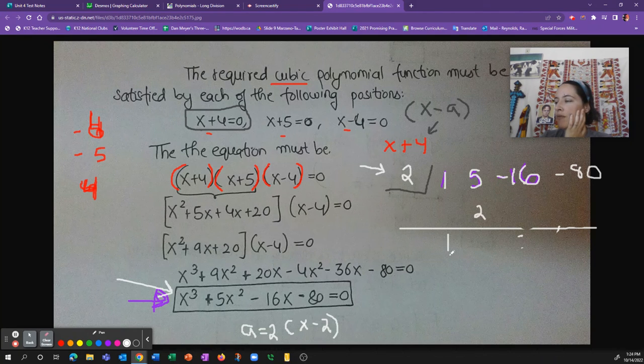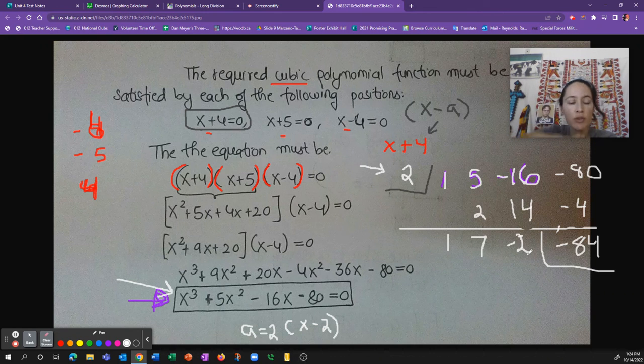Bring down that first coefficient, then you multiply, then here you would add, we get 7. 2 times 7 is 14. Then we would get negative 2. Negative 4. So our remainder would be negative 84. In which case, after you go through these steps, you can then look at the multiple choice and try to find the one that is accurate.